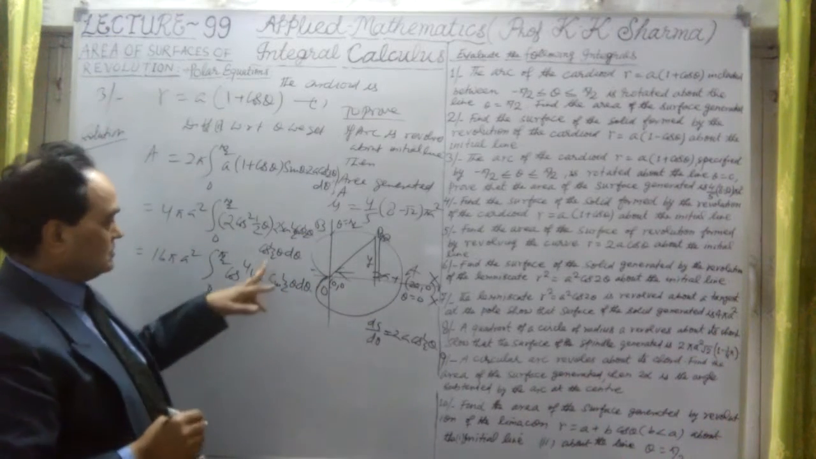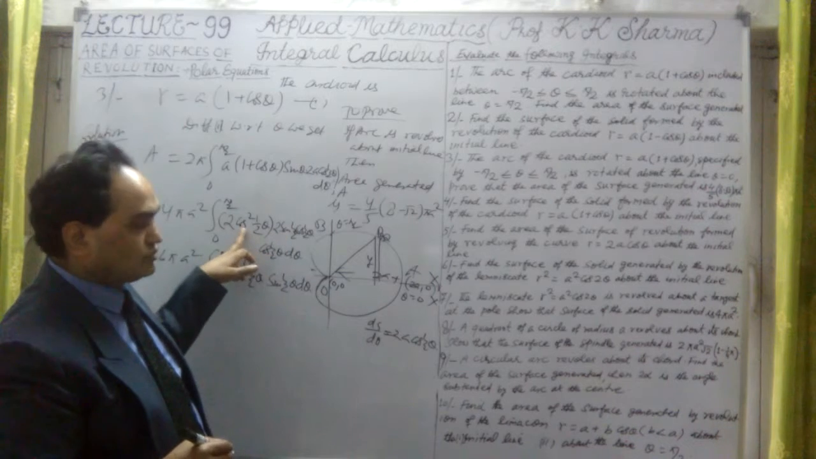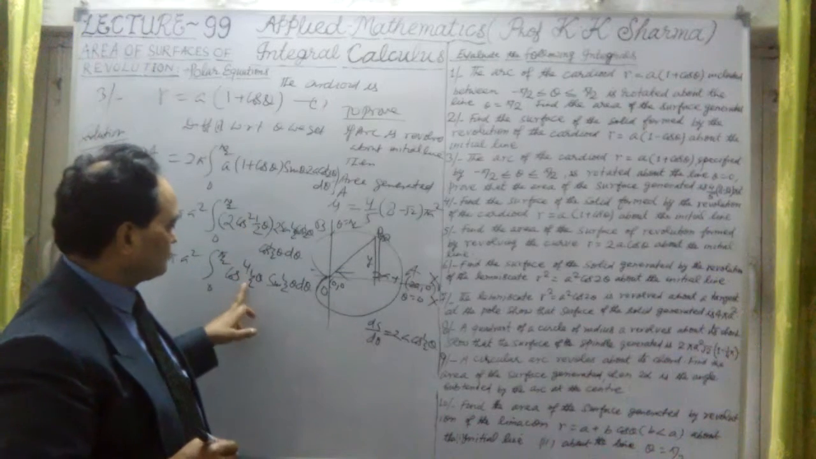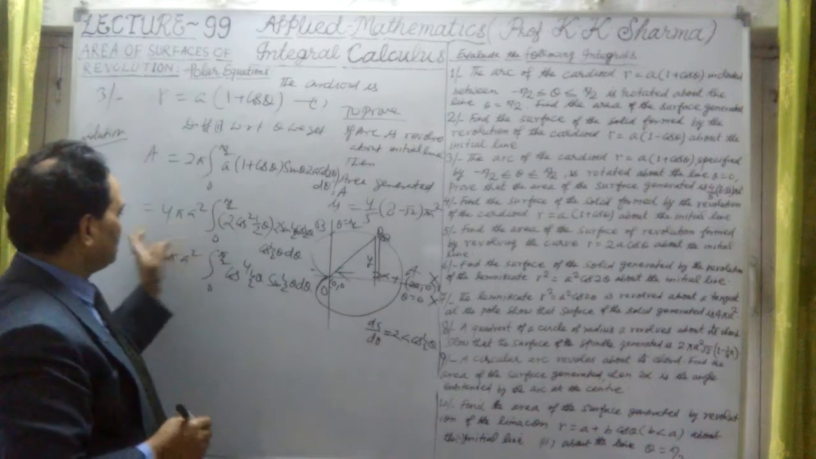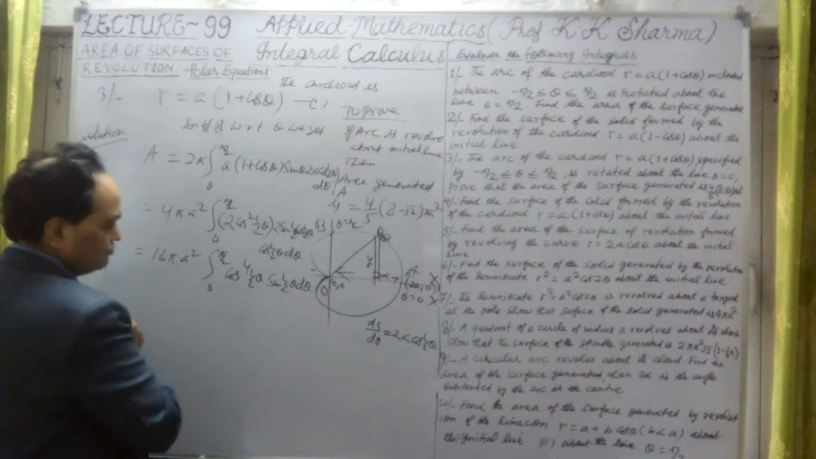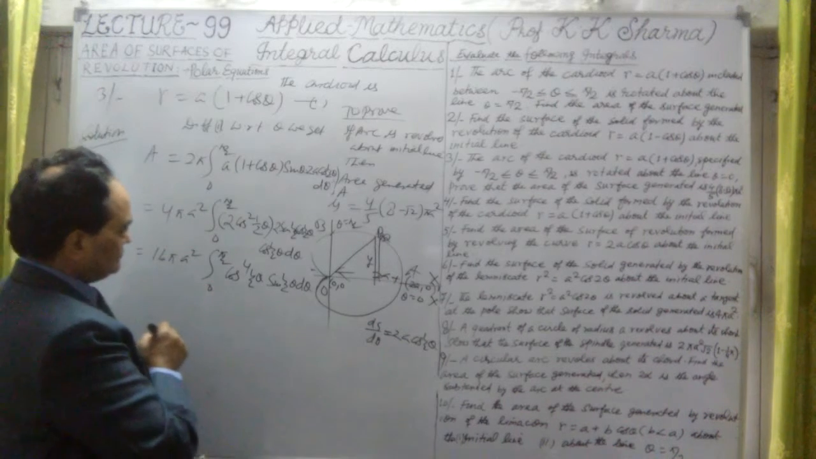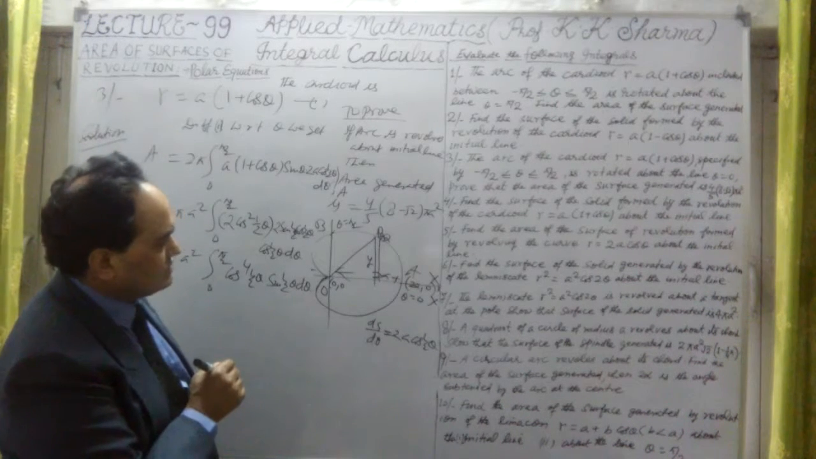Try to understand. One cos, second cos, and cos square. There are 4 powers of cos of half theta, and sin of half theta is there. This 2 I have taken outside. So 16 pi a square it is.